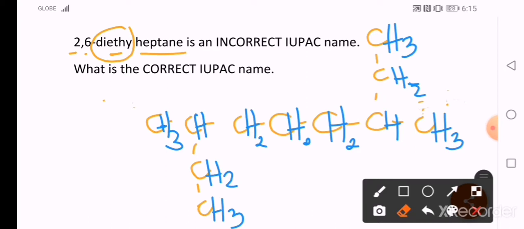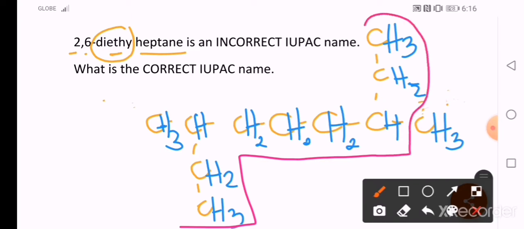Looking at the structures, hindi talaga heptane ang longest chain because rule number 1, you have to look for the longest chain of carbon atoms and that would be the parent chain. In the incorrect IUPAC name, the parent chain is heptane. However, looking at the structure, ang longest chain of carbon atoms is not 7. Okay, ano ang longest chain dito? If you're going to look at this one, okay, so this is the longest chain of carbon atoms. And this one would be the parent chain.